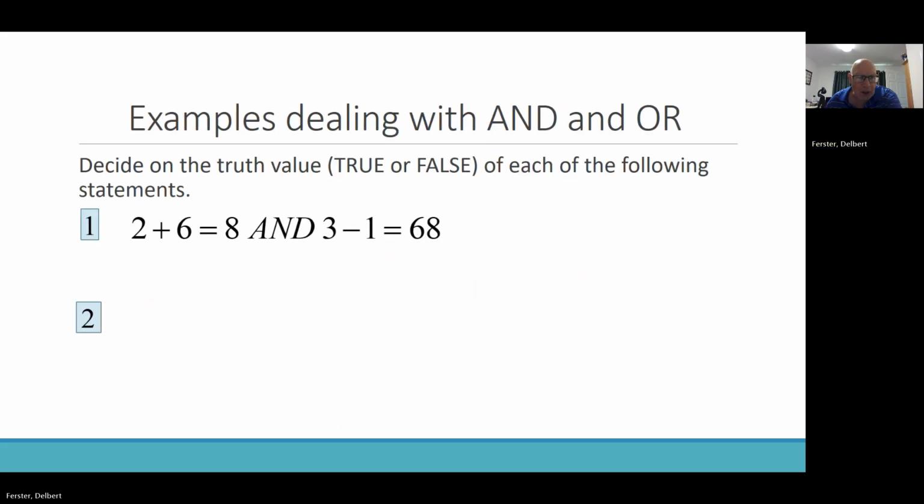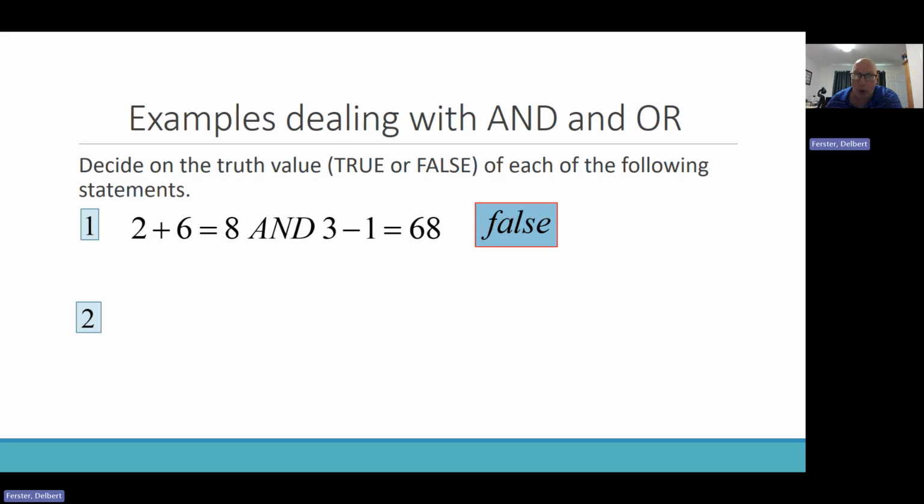Number one. 2 plus 6 is equal to 8. That looks pretty true to me. And, so this is a conjunction, 3 minus 1 is 68. Well, I don't think that second part's true. So remember, for an and statement to be true, both of the component statements must be true. In this case, that second one's coming up a little weak, so that and statement will be listed as false. Again, conjunctions are only true when both component statements are true.